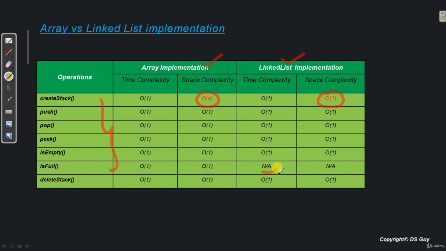Again we have a small difference here, which is full operation. In case of a linked list we don't need it, because there is no concept of full in case of a linked list. So we don't need to implement this function. Rest everything remains same. Fine. So I hope you have understood what is stack and how to implement it using an array as well as linked list.